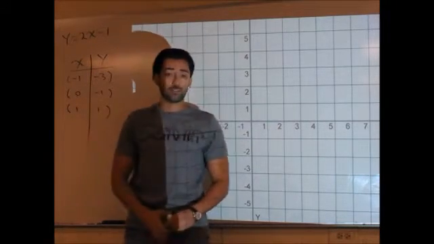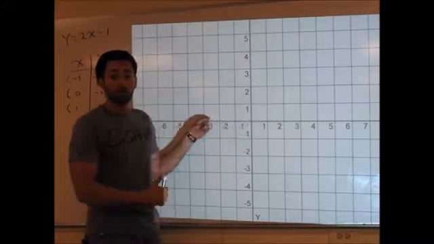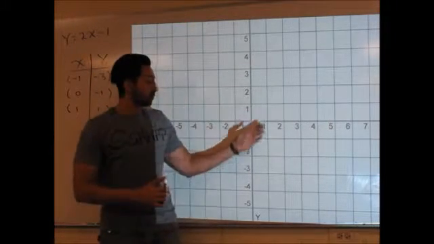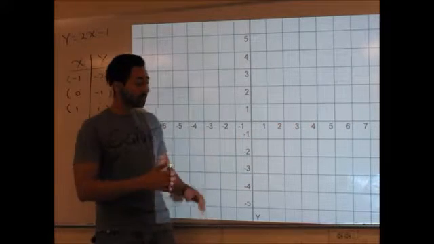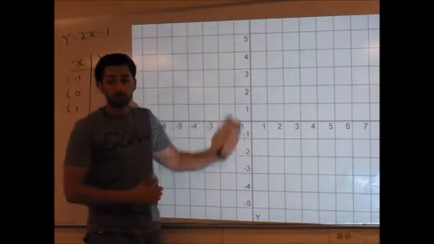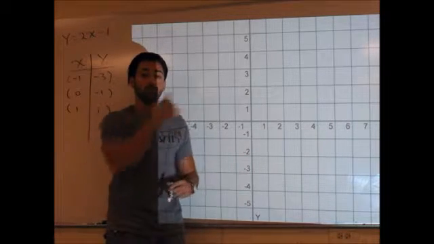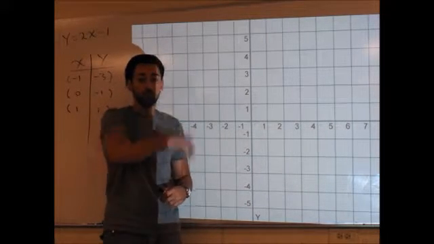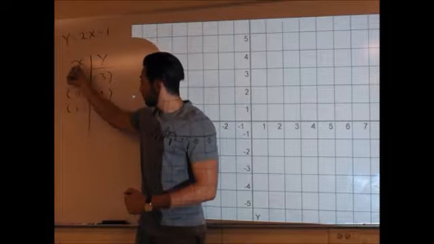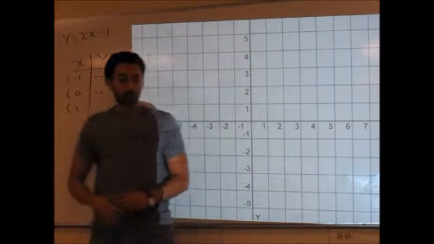If your x value is negative, you're going to move to the left of the origin. If your x value is positive, like this one here, we're going to move to the right of the origin. Because you see the x-axis is your horizontal and your y-axis is your vertical. So x only moves left and right, and y moves up and down. So for example, -1, -3. I'm going to start with the x value, which is -1.